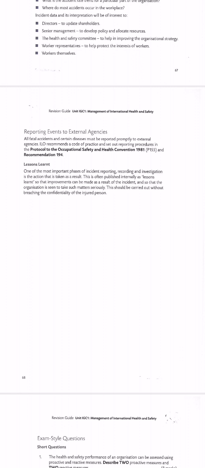This is lessons learned. One of the most important phases of the incident report regarding an investigation is the action that is taken as a result. This is often published internally as lessons learned, so that improvements can be made as a result of the incident, and so that the organization is seen to take such a matter seriously. This should also be carried out without a breach of confidentiality of the injured person.